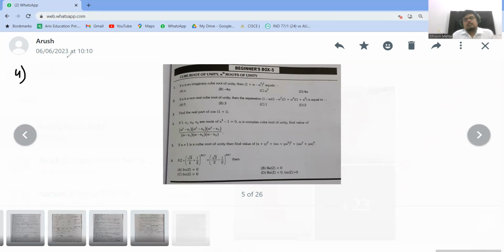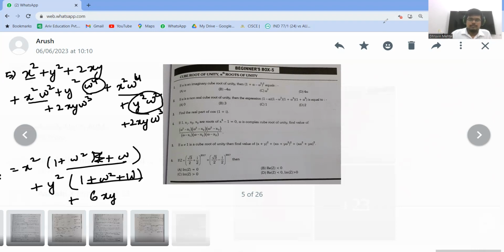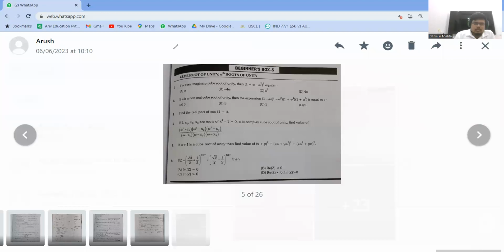Question 4. This time I'm sending it out as images. Now, this fourth question, Arush, is not about cube root of unity, because cube root of unity has 3 roots and here there are 4 numbers. So this is about fourth root of unity.